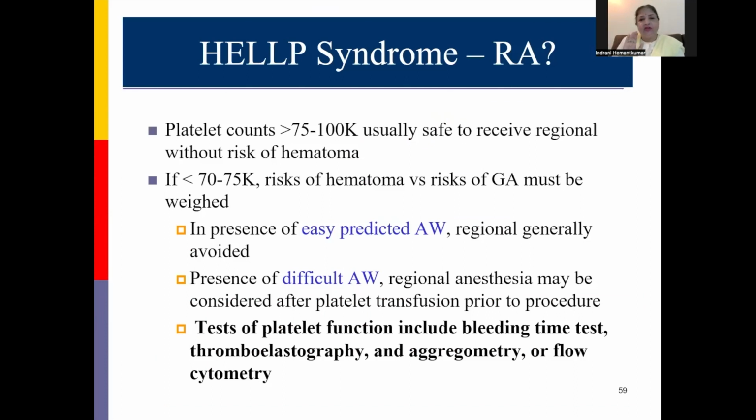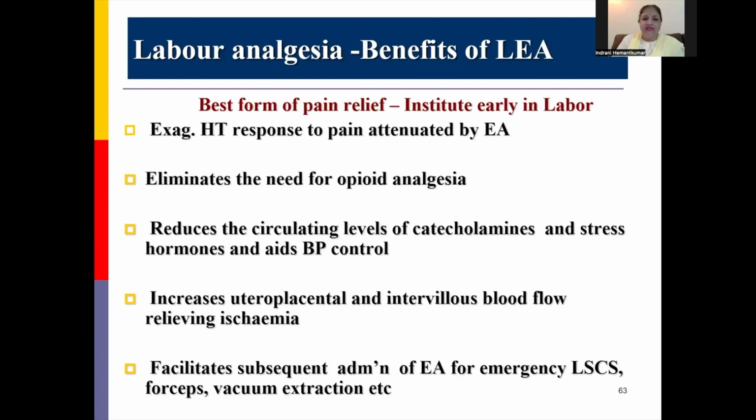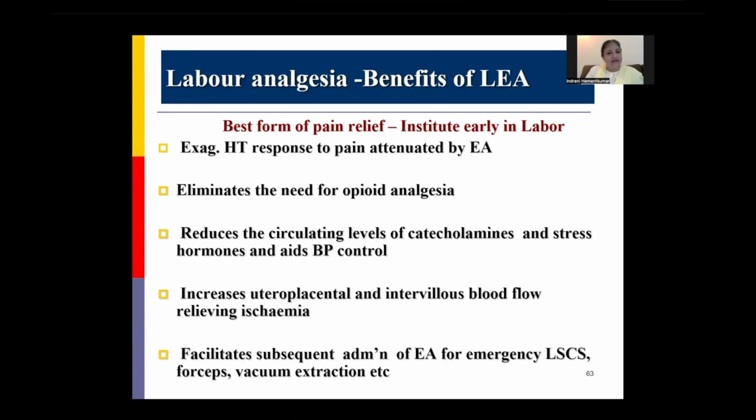And in the presence of HELLP syndrome, remember, if you have treated the patient and the platelet count is above 75, you can give regional. But below that, please do not attempt a regional. If so, you correct the coagulopathy and then you can give. Labor analgesia can be given in these patients if, as I said, there are no coagulation problems.